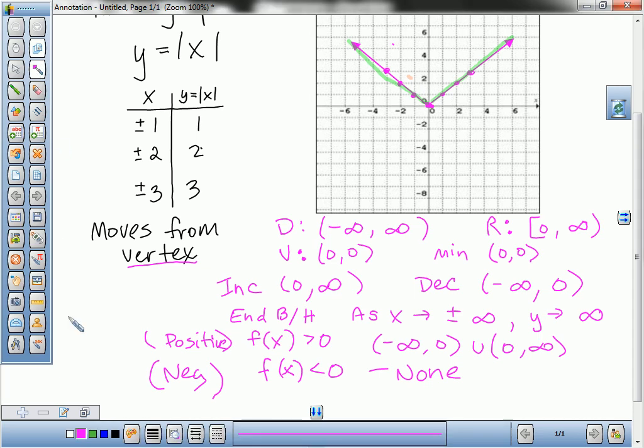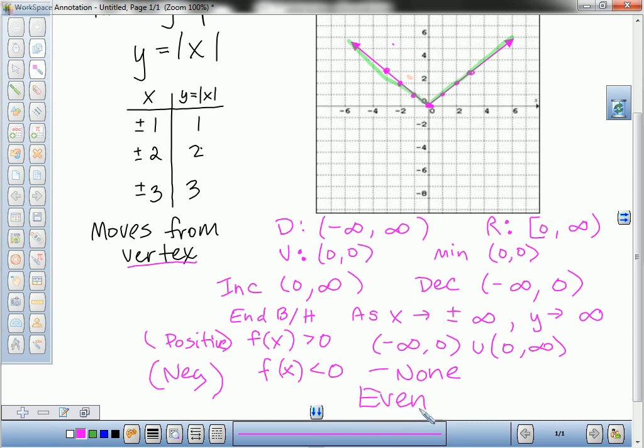Now, all absolute value functions will either be even or neither. There's no way to give them rotational symmetry. We can't make them odd. Now, if the vertex sits on the y-axis, it is even. If it shifted left or right any, it is neither. So the only way it can be symmetric to the y-axis is if that vertex is sitting on the y-axis. So is the parent graph odd, even, or neither? Even. This one, the vertex is sitting on the y-axis, it is even.